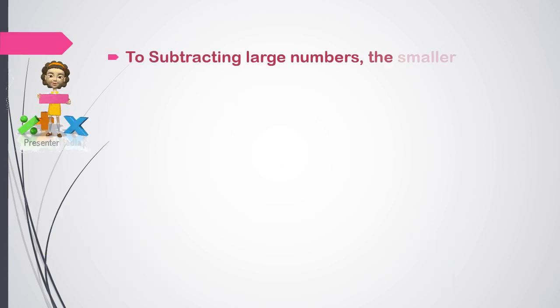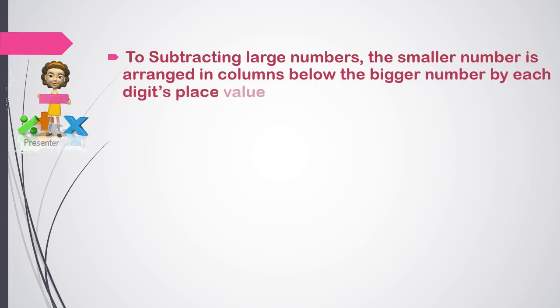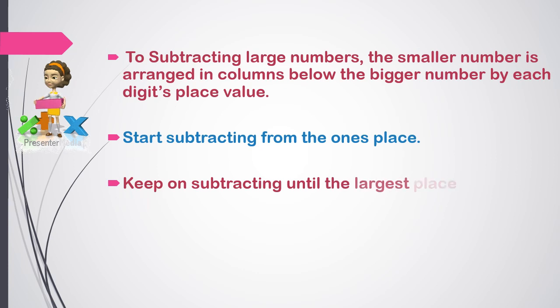To subtract large numbers, the smaller number is arranged in columns below the bigger number by each digit's place value. So whenever we subtract large numbers, first we should write the bigger number. After that we have to write the smaller number according to their place value. Okay. Then start subtracting from the ones place. Keep on subtracting until the largest place value.